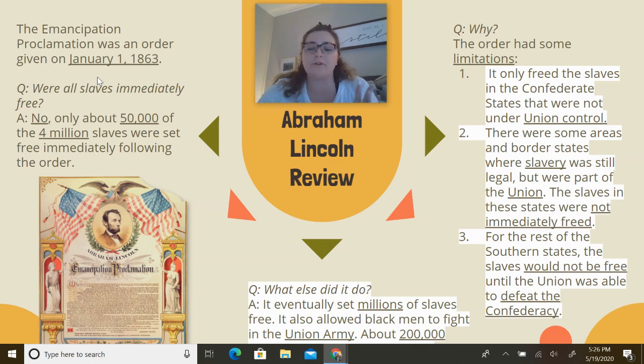There were some areas in border states where slavery was still legal, but they were a part of the Union. Slaves in these states were also not immediately freed. Unfortunately, it was probably to keep those states as part of the Union, as a bargaining tool. And then for the rest of the southern states, the slaves would not be free until the Union was able to defeat the Confederacy. The Union hadn't defeated the Confederacy when this went into effect, and so they couldn't ultimately say that all of these slaves are free when they didn't have control of that area yet.